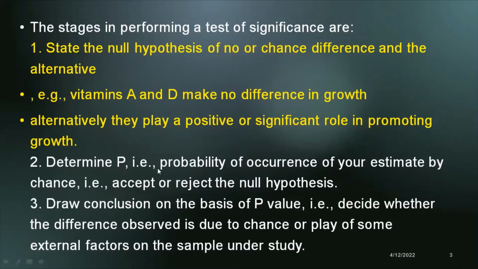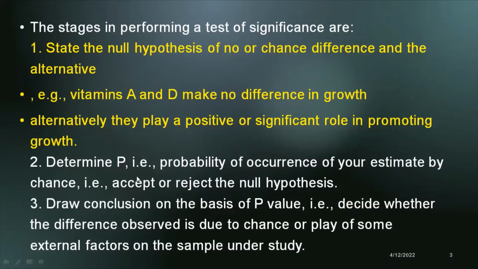When you want to prove the association, when you want to prove the statistical significance, we need to determine P, or probability of occurrence of your estimate by chance. Here we either accept or reject the null hypothesis. When the p value is more than 0.05, it means that the difference is because of chance, not by the factor.